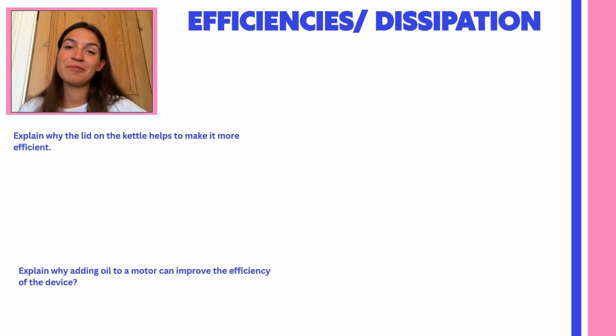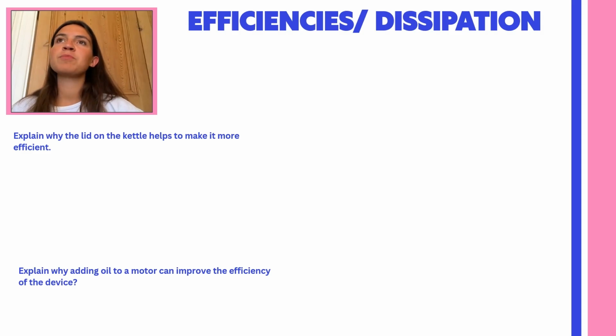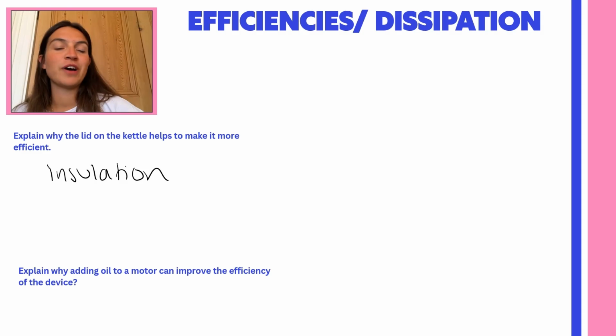Okay, now time for some more wordy questions. So we have explain why the lid on a kettle helps to make it more efficient. Okay, so you need to be mentioning what it is about the lid that is contributing to that efficiency. So the first thing and kind of buzzword is it is providing insulation. Okay, that lid is providing a cover and then for insulation for your kettle. Then you need to go on to explain why insulation helps the efficiency of this kettle.